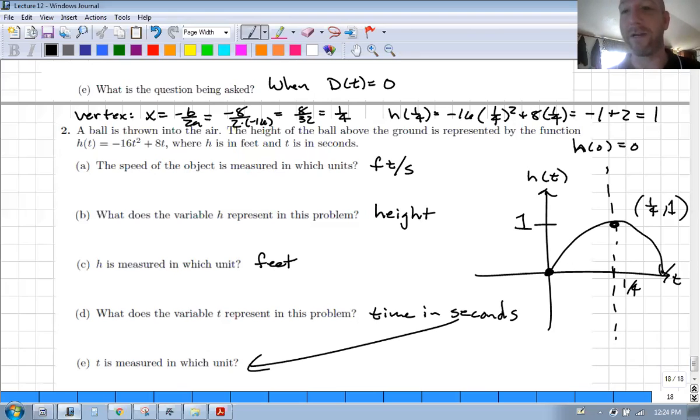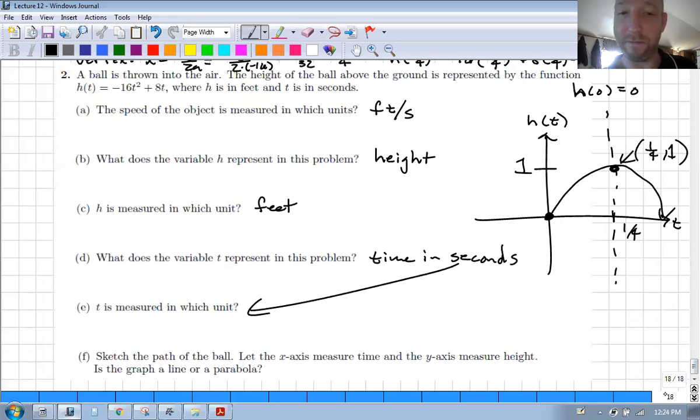So that's kind of what the graph looks like. That's what this function tells us. Not much of a throw there, right? All right, is the graph a line or a parabola? It's a parabola. We have a squared here. So yeah, it's a parabola.